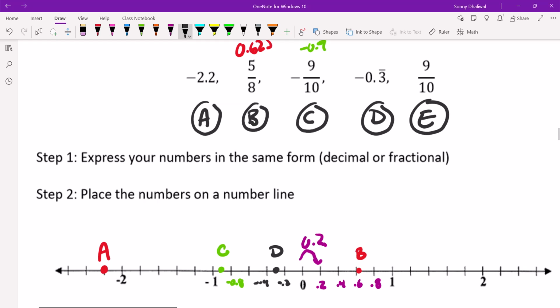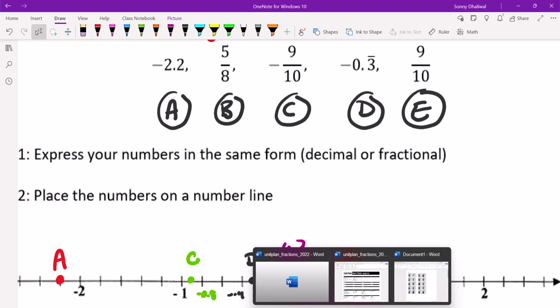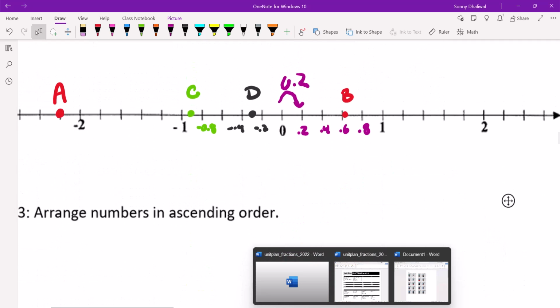And finally, E. Where would 9 over 10 fall? Halfway between 0.8 and 1. Halfway between 0.8 and 1. So that would be right here, 9 over 10.